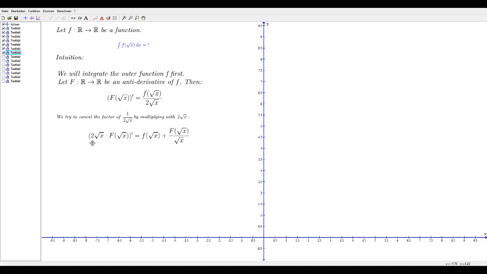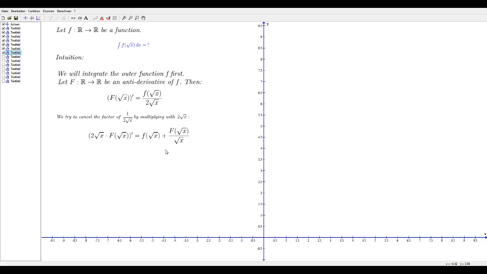However, we will see that this is a very easy to remove term. So we choose the function 2 square root of x times capital F of square root of x, and we take the derivative of it. So by the product rule, we leave the 2 square root of x and then multiply it by the derivative of this capital F of square root of x. But that's written up here already. The derivative of capital F of square root of x is just f of square root of x divided by 2 square root of x. And if you multiply it by this 2 square root of x, you will end up with just f of square root of x, which is exactly what we want.